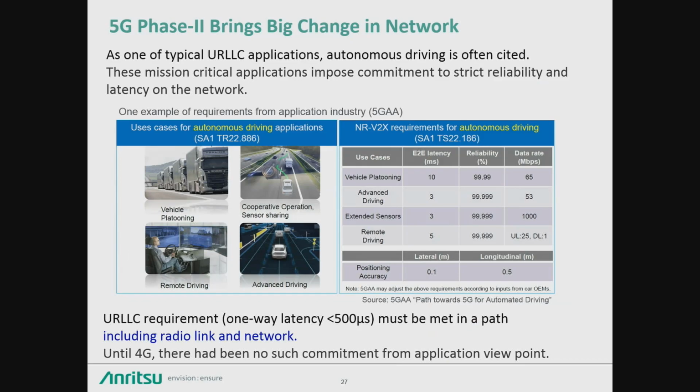Now, here's something that we took out of the industry, the 5GAA. They're responsible for the applications related to V2X, or vehicle to everything.